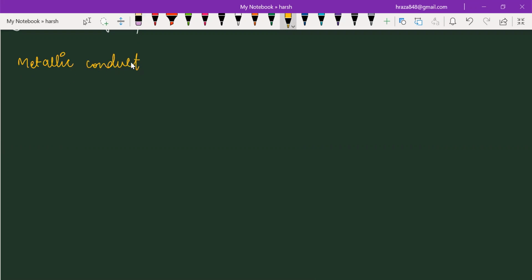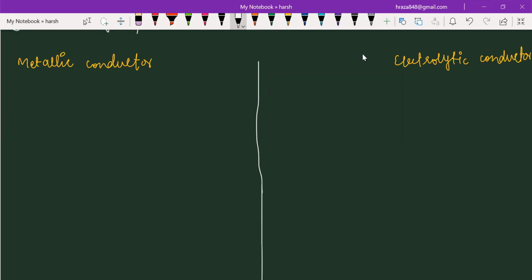Basically, conduction is due to free electrons in metal, and conduction is due to free ions in an electrolytic cell. That's all. Are you getting my point? Yes, sir. So see, I'm going to differentiate between these two, which is very important, and questions have been asked from this topic. What is the difference between these two, or distinguish between these two? It's very important. So the first point I'm going to write is very easy to understand. I'll write it first, then I'll explain.